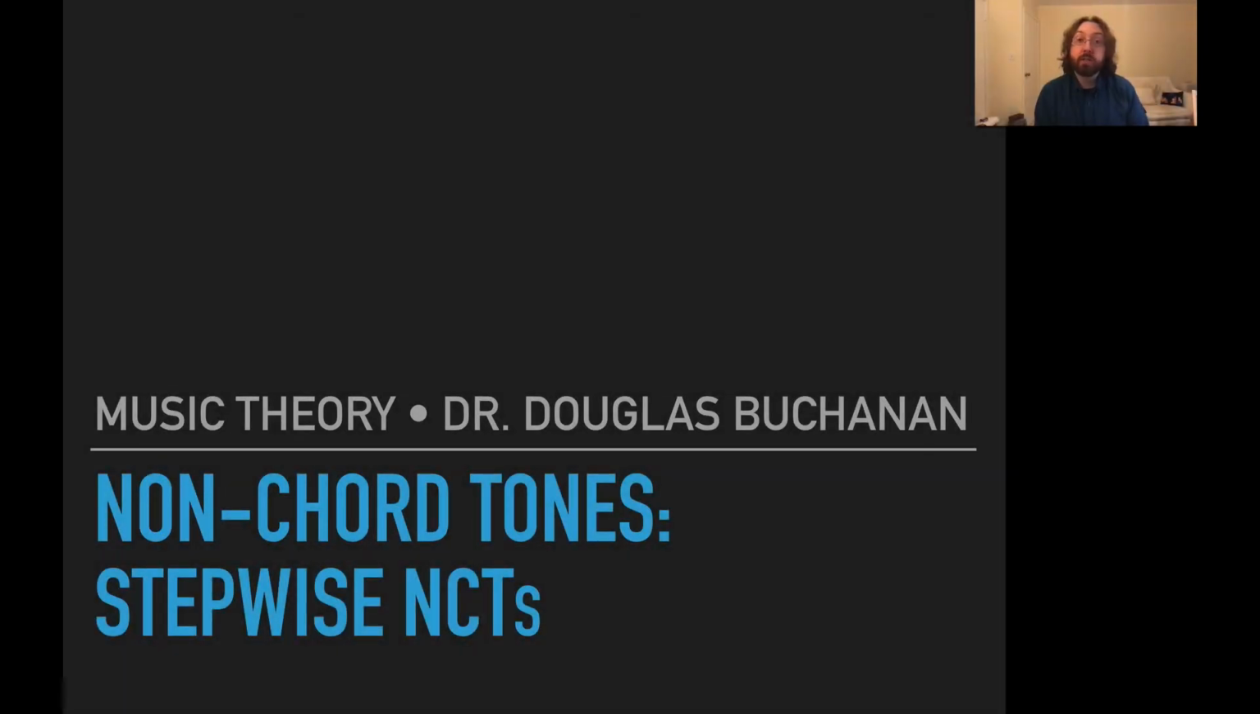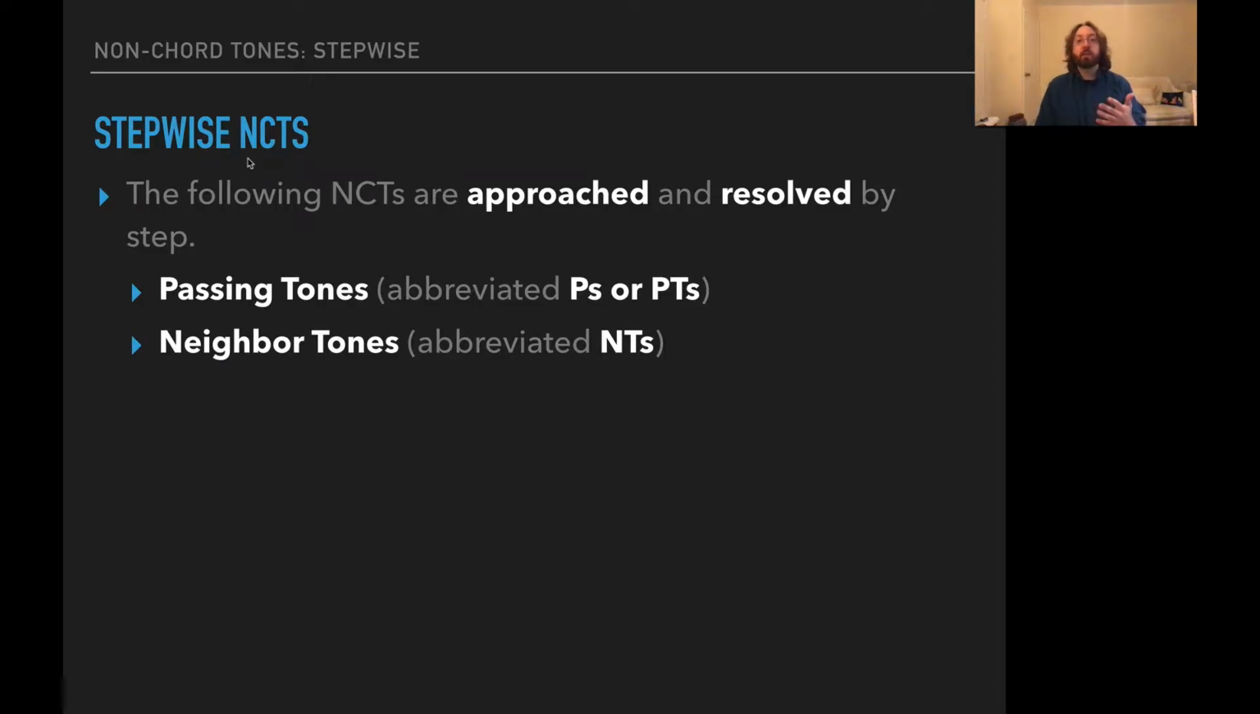We'll start our journey through the different non-chord tones by talking about stepwise non-chord tones. The following non-chord tones are the ones that are approached and resolved by step. These are our passing tones, abbreviated P or PT, and our neighbor tones, abbreviated N or NT.